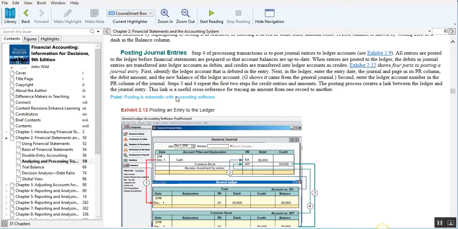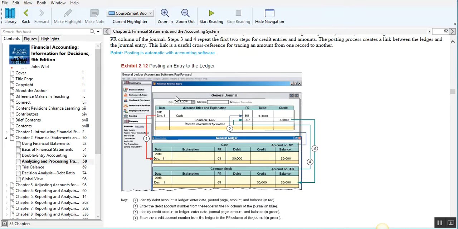So as we post these entries, we're going to take, for example, this first journal entry. We're going to look at, okay, what's debited? Cash. We take that $30,000 and move it into cash as a debit and reference page 1 of the general journal here. Show that balance as a $30,000 debit.